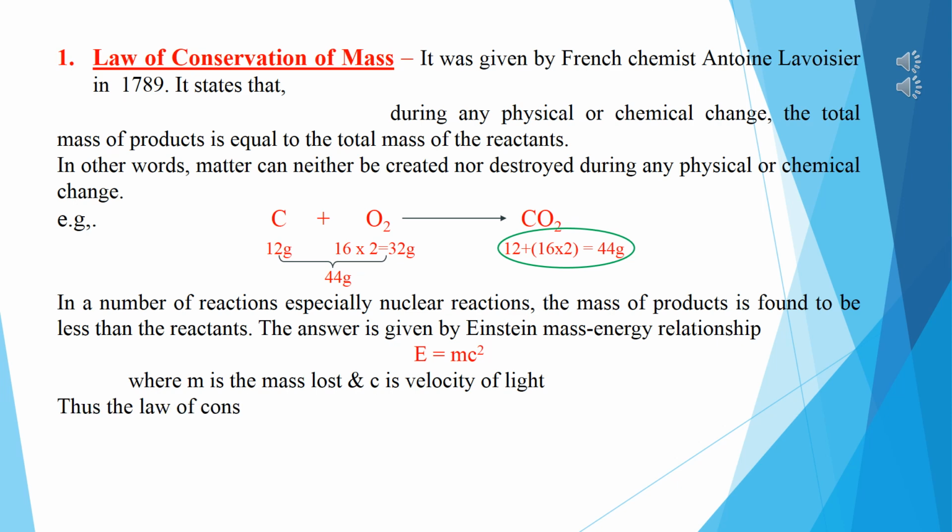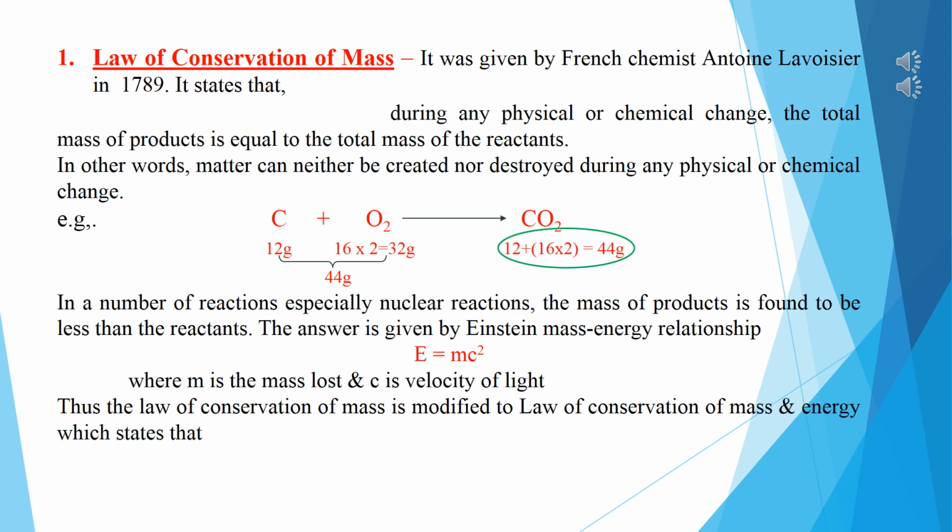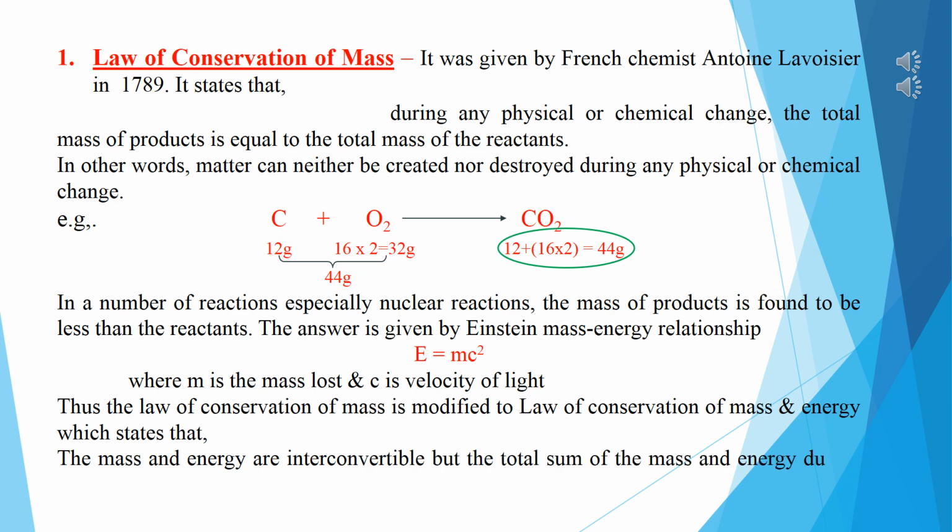Thus, the law of conservation of mass is modified to the law of conservation of mass and energy, which states that mass and energy are interconvertible, but the total sum of the mass and energy during any physical and chemical change remains constant.